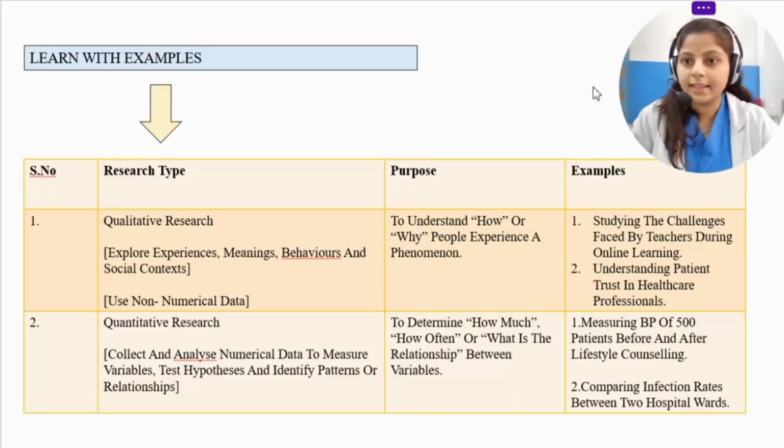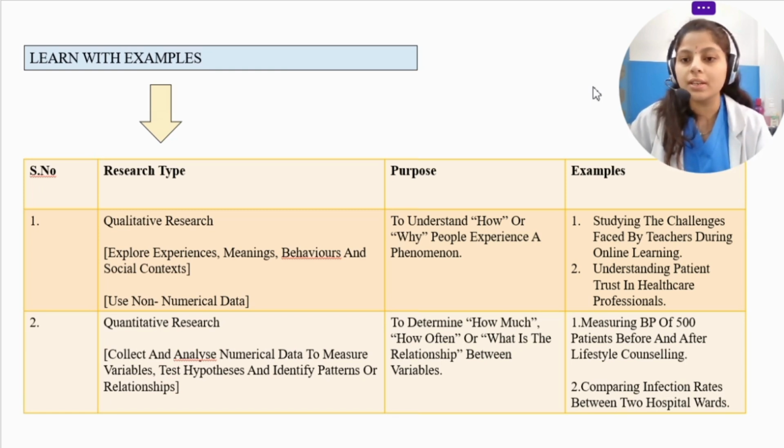So let us learn things with an example. The second classification is based on the methodology, right? There are two types. Qualitative research mainly explores experiences, meanings, behavior and social context. Its purpose is mainly to understand how and why people experience a phenomenon.